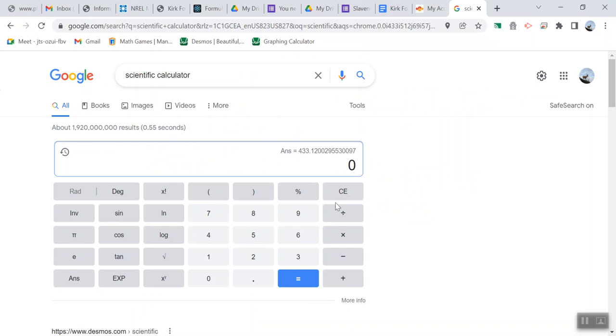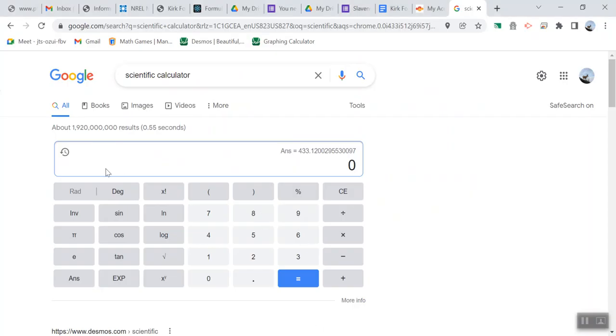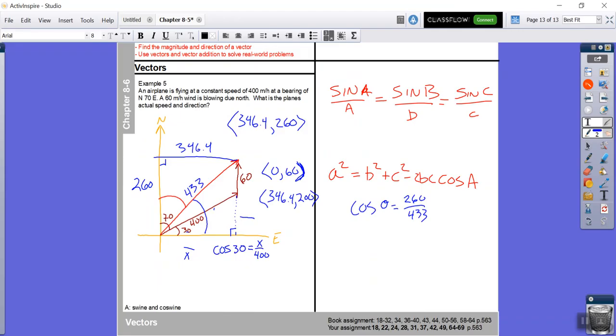We have 260. So we have the inverse of cosine, and we have 260 divided by 433. Hit enter. So we have a 53-degree angle, which means that the vector is going north 53 degrees east at a magnitude of 433 miles per hour. All right, there you go.